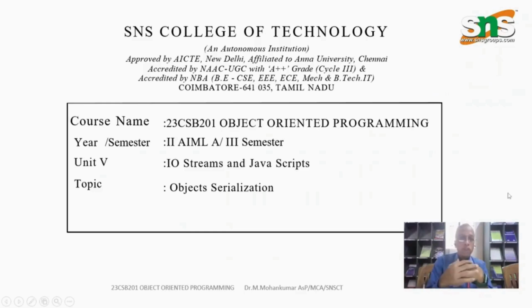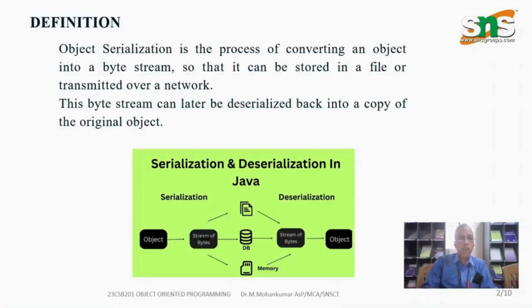Now we are going to discuss IO streams in Java, in the topic of object serialization. Last class we discussed different types of streams. Now we are going to see serialization and deserialization in Java.